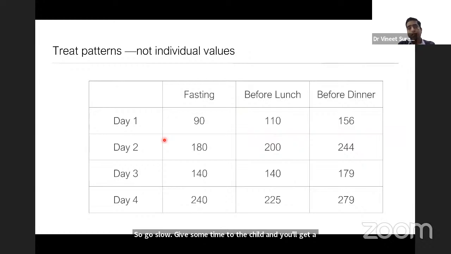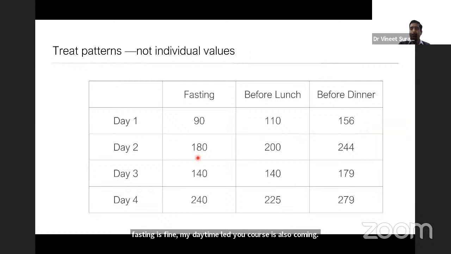And then again, lastly, treat the patterns. We don't treat the individual value. One value is 240 and another is 90; we don't act based on each and every value. We usually treat the patterns, like the fasting of 90, 180, 140, and 240. The outlier is something which we probably will not look at. We'll look at the patterns. Similarly, before lunch, then before dinner. If you look closely at these values, what you will find is, if my fasting is fine, my daytime blood glucose is also coming better.